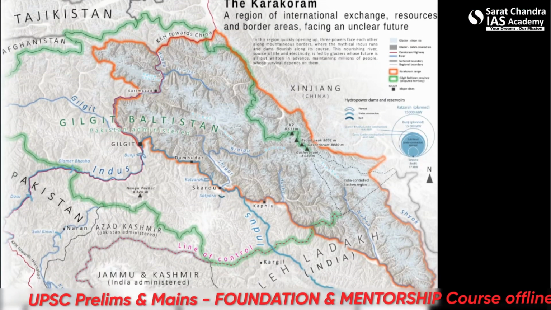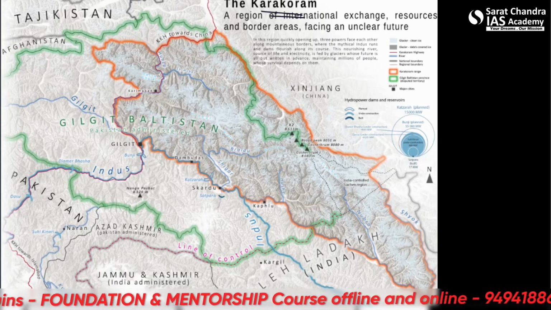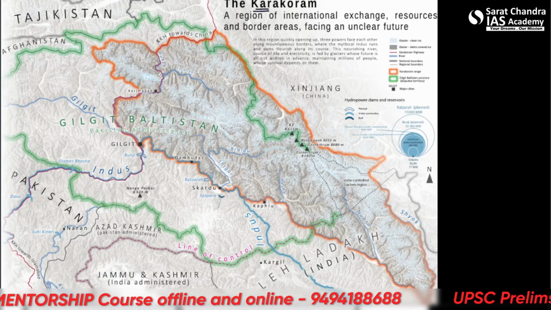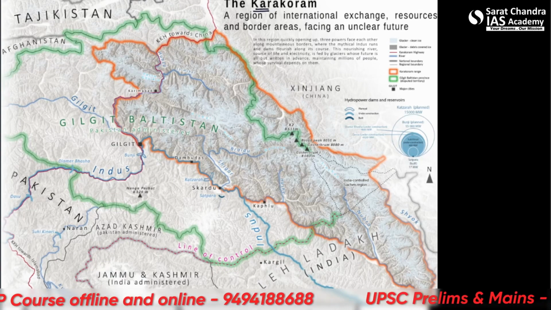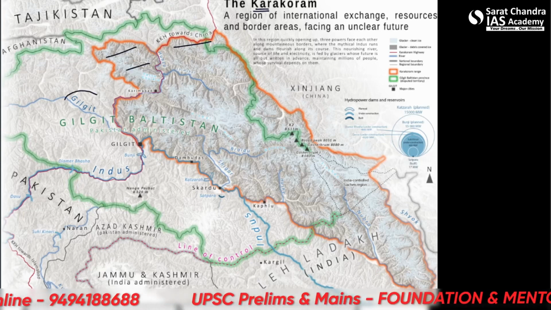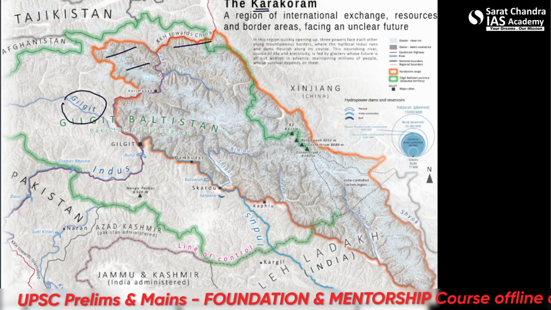This is a map of the Karakoram ranges. The orange portion denotes the area under the Karakoram range. Here you can see many important landmarks such as the Gilgit River. This is the Gilgit-Baltistan region and out of the line of control, that is LOC.